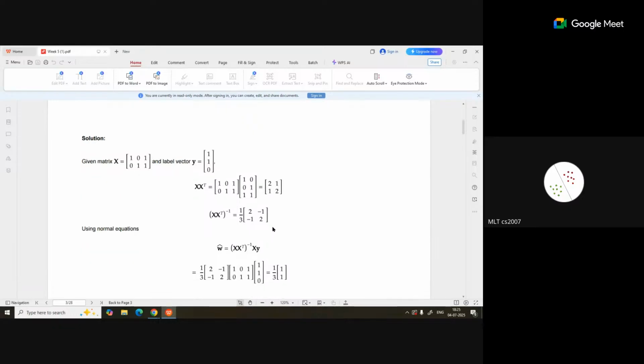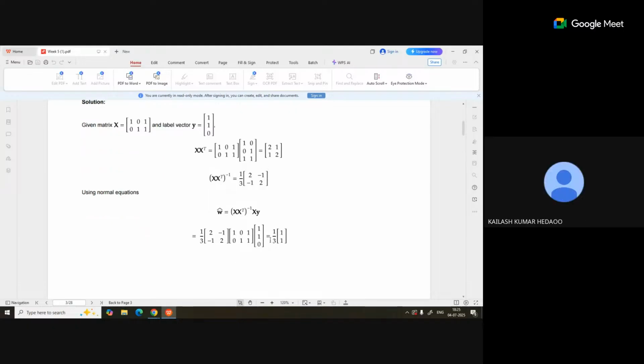Now if you wanted to find the inverse of that matrix, that inverse will be 1 by 3, 2 minus 1 minus 1 2. I hope all of you know how to find the inverse of a matrix, right? Yes, sir. Okay, and this is the solution to the linear regression problem. We have seen the derivation for it, and I think that is your solution.